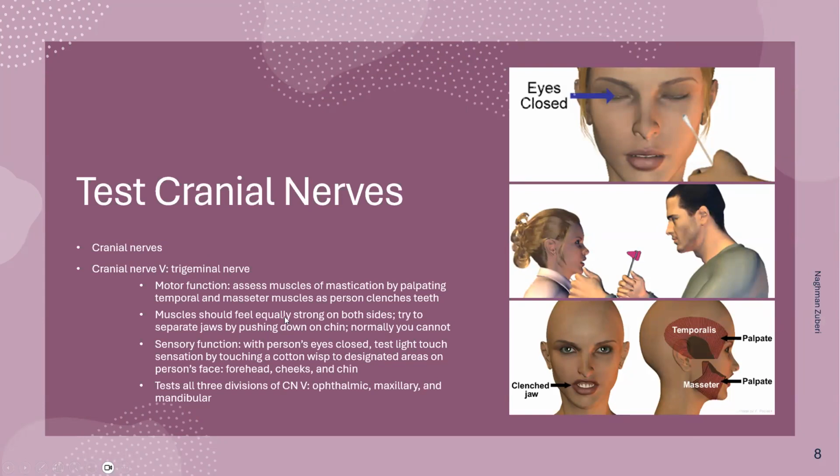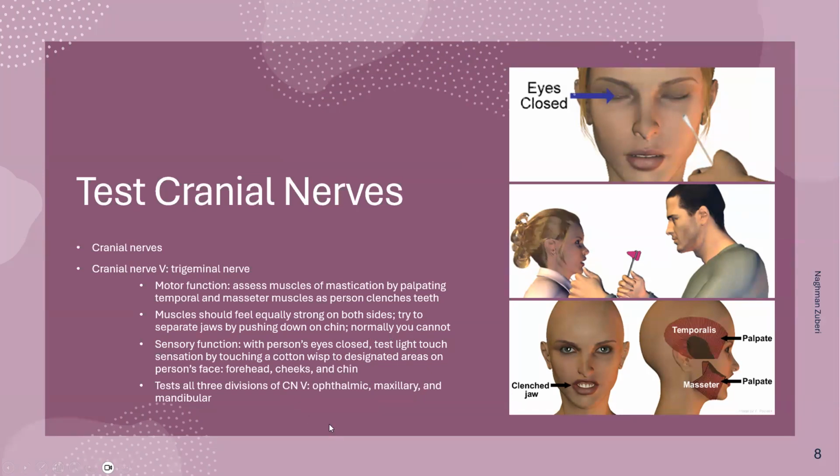Then comes the trigeminal nerve. The motor function assesses muscles of mastication by palpating the temporal and masseter muscles as the person clenches their teeth. We have discussed it in our previous lecture. Muscles should feel equally strong on both sides. Try to separate the jaws by pushing down on the chin. Normally, you cannot do that.